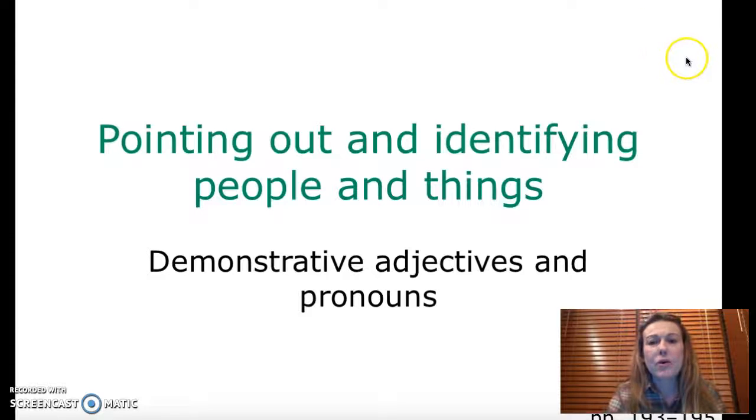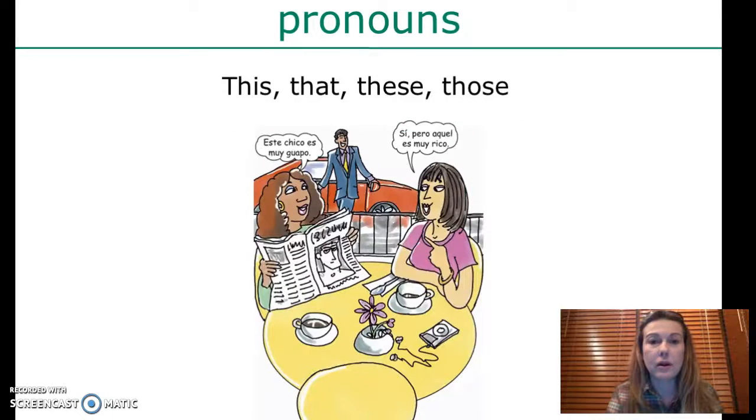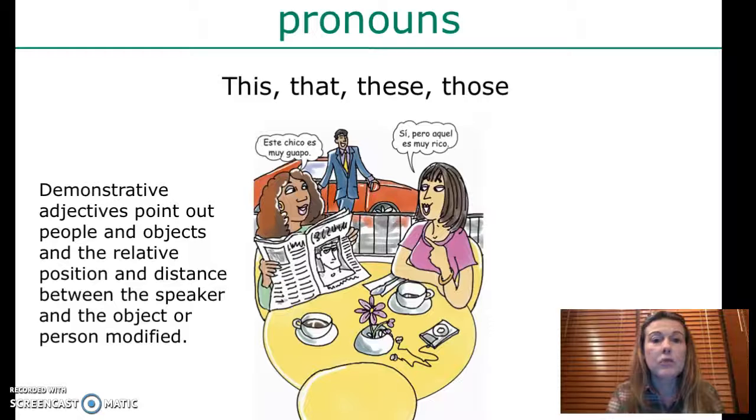Okay, so we're just going to be able to point out and identify where people and things are located by using these demonstrative adjectives and pronouns. So clase, basically what demonstrative adjectives equal in English are this, that, these, and those. We're pointing out people and objects, and we're talking about the distance between the speaker and those objects or the person.